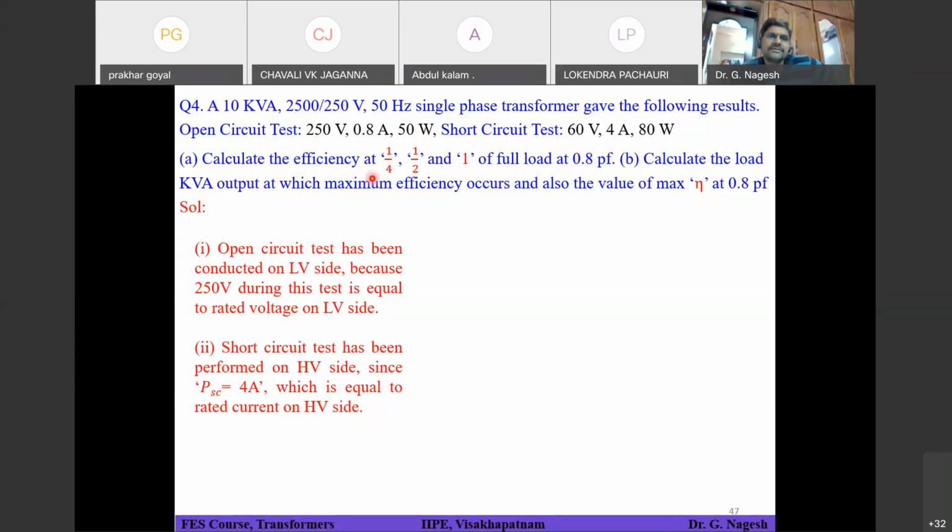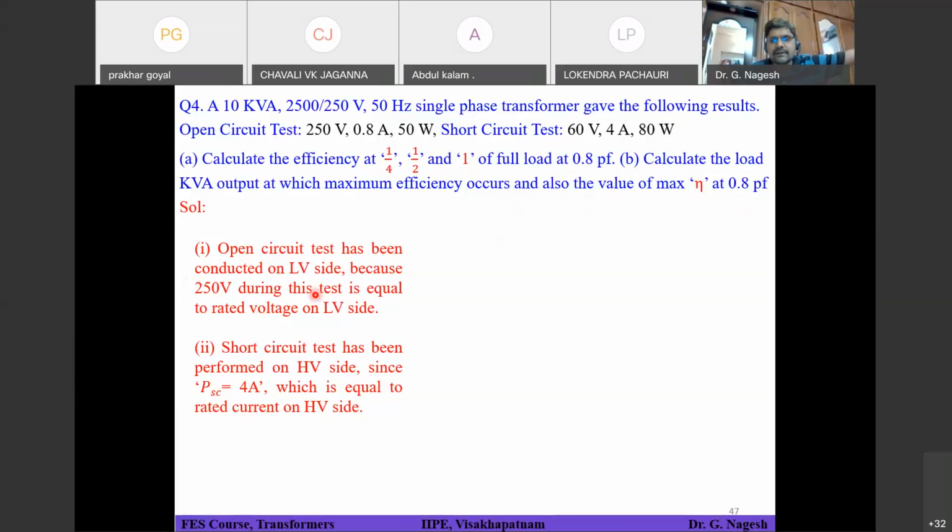Calculate the efficiency at 1/4, half and full load operating at 0.8 power factor. The second part is to calculate the load kVA output at which maximum efficiency occurs, and also find the value of maximum efficiency at 0.8 power factor. So how to proceed for this?